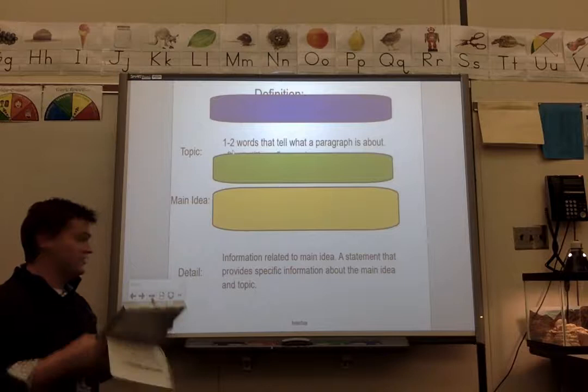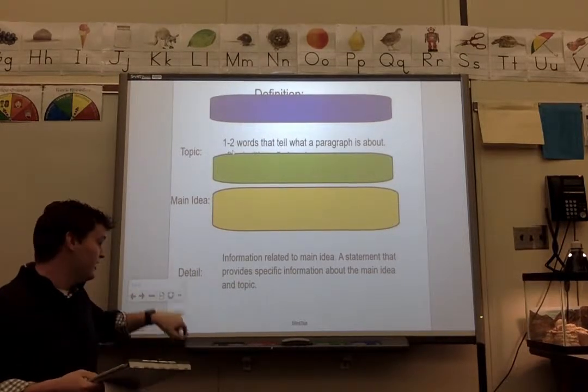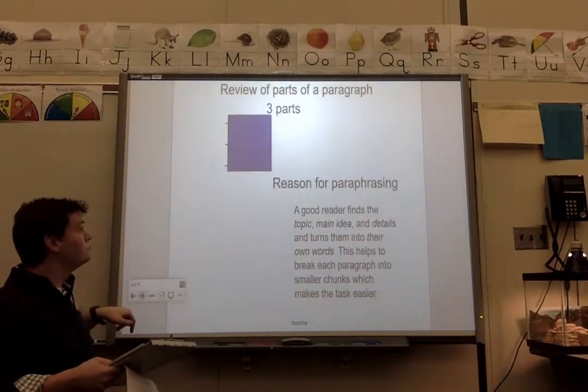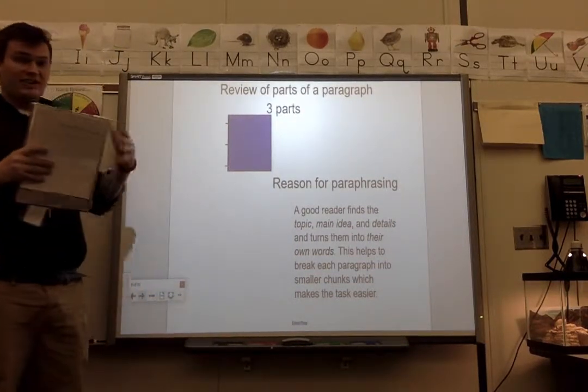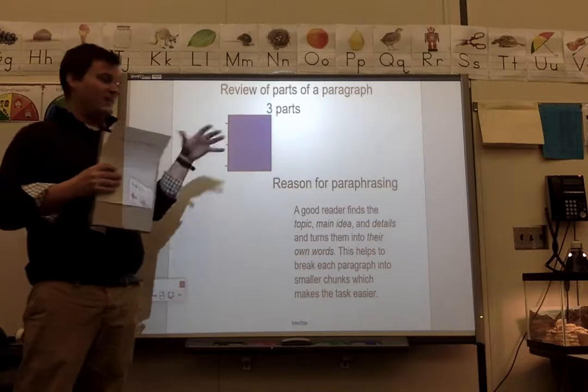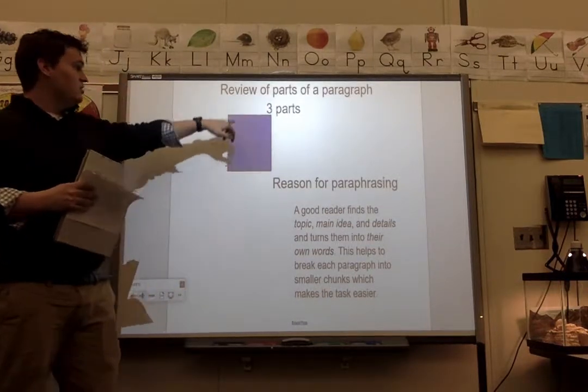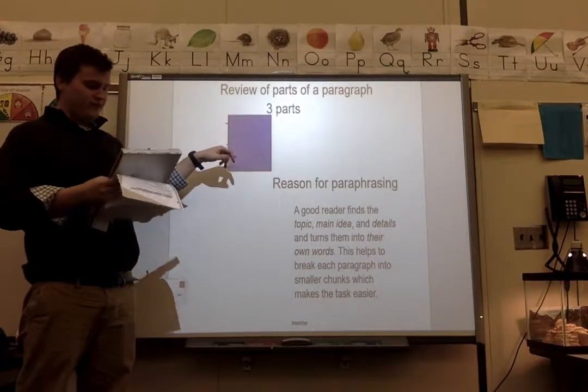So it's something that helps us get more information on that main idea. Okay? This is our last part for reviewing, and we're going to get into identifying details. So what are the parts of a paragraph?